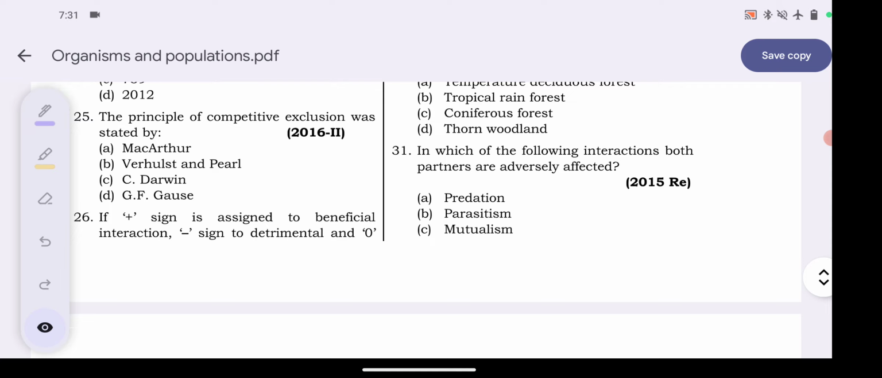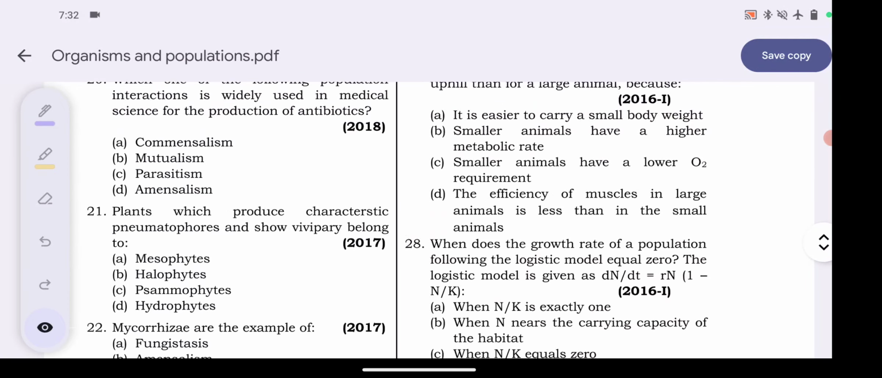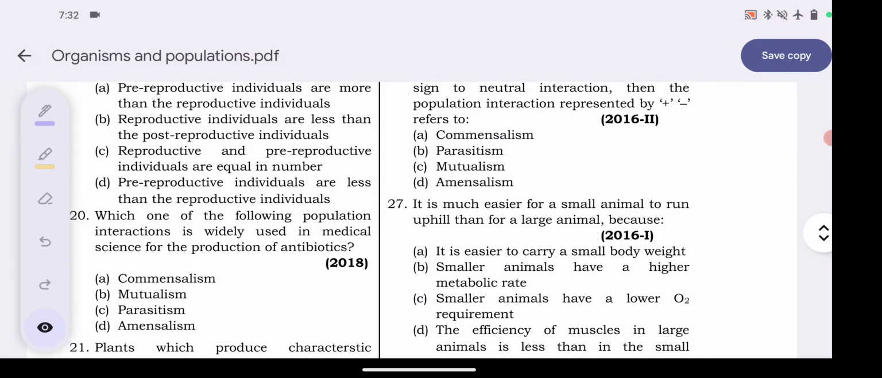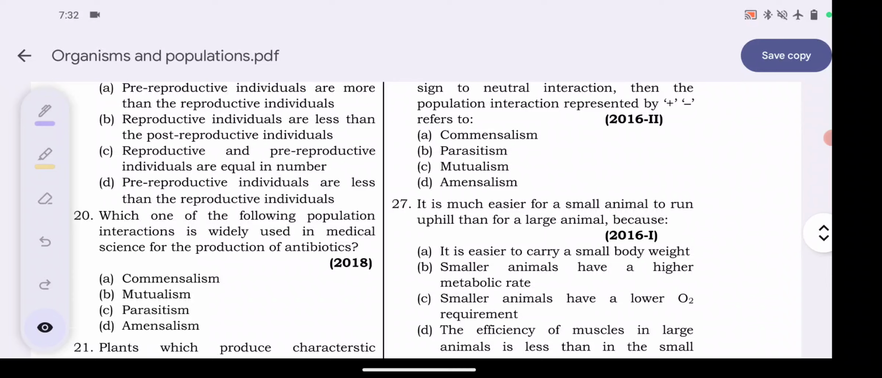If a positive sign is assigned to beneficial interaction, negative sign to detrimental, and zero sign to neutral interaction, then the population interaction represented by positive negative refers to: commensalism, parasitism, mutualism, amensalism. Positive negative means one species is benefited, the other is harmed. So here the answer will be option B, parasitism.